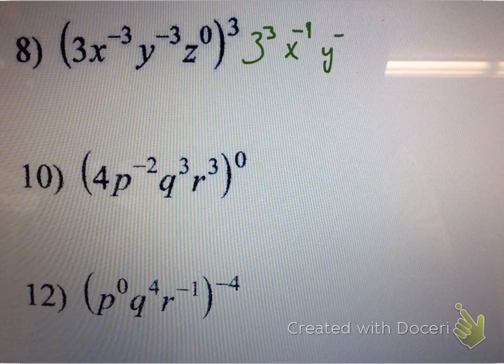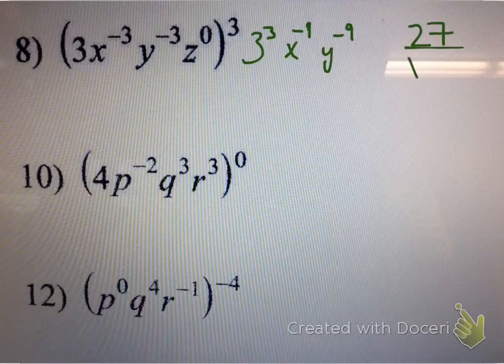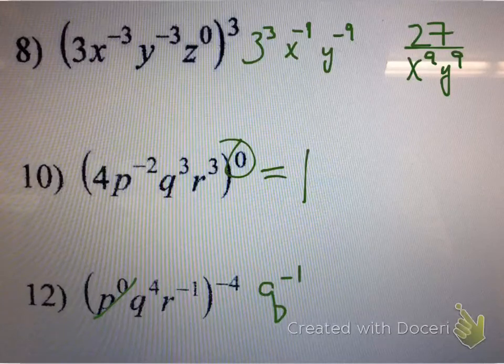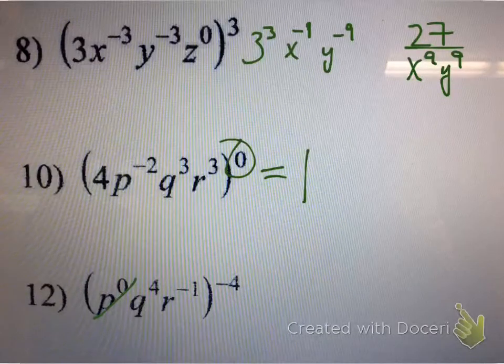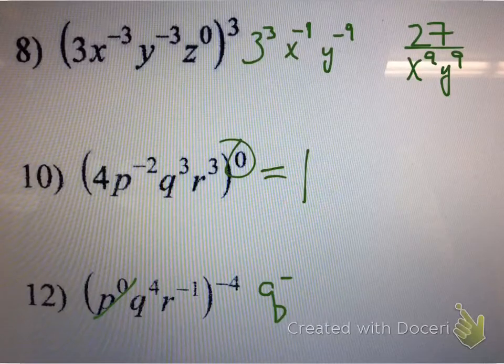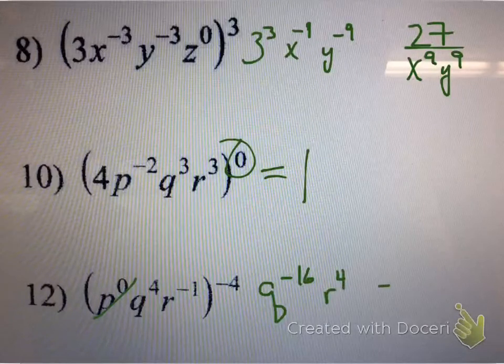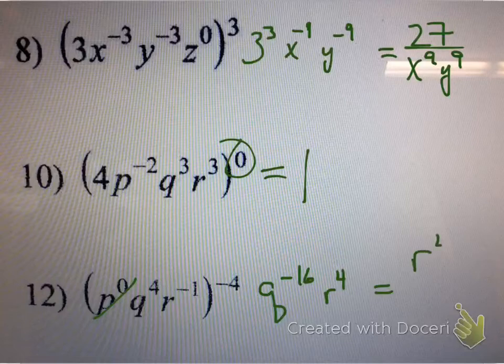Okay, here I'm multiplying again. Notice that that's going to move the x and y down. Anything to the 0 power is just 1. That one's easy. Okay, get rid of the p to the 0 and then say multiply by negative 4, negative 16, positive 4. So the r stays on top and the q moves to the bottom.